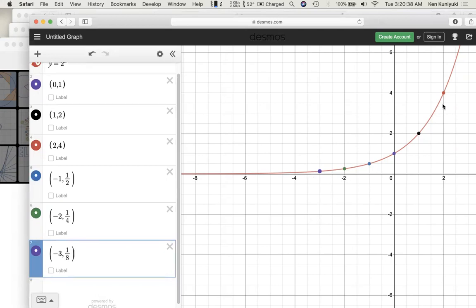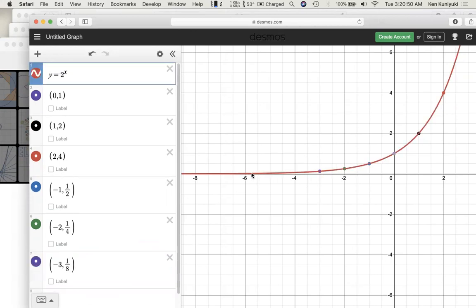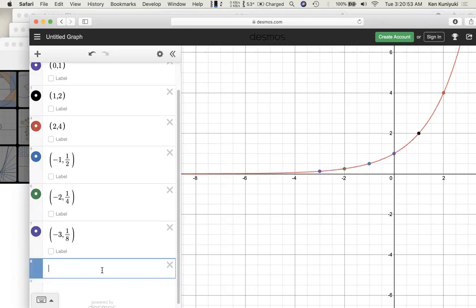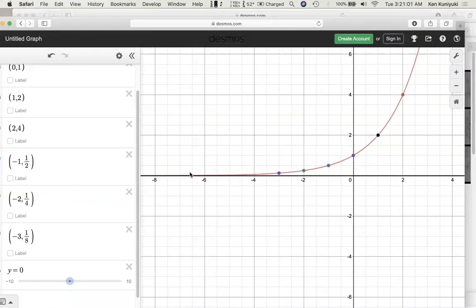Notice all these points lie on the graph. We have the appropriate function values over here. Notice that as the x-coordinate gets more and more negative, the y-coordinates, the function values, appear to get closer and closer to 0. And by the way, yes, that is an HA. It's a horizontal line that this graph approaches. But the HA is only relevant to the left, not to the right.